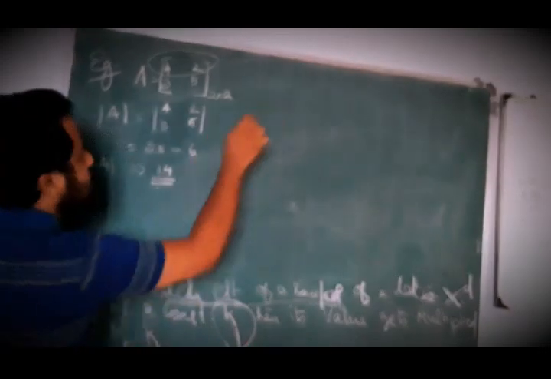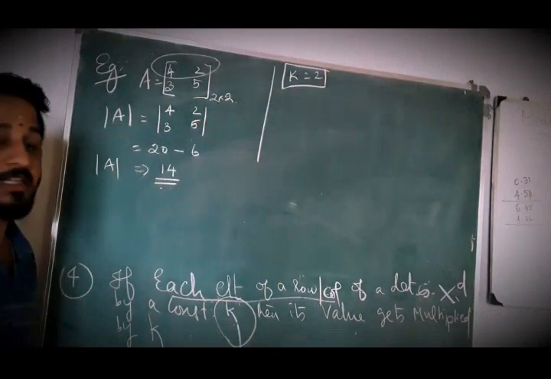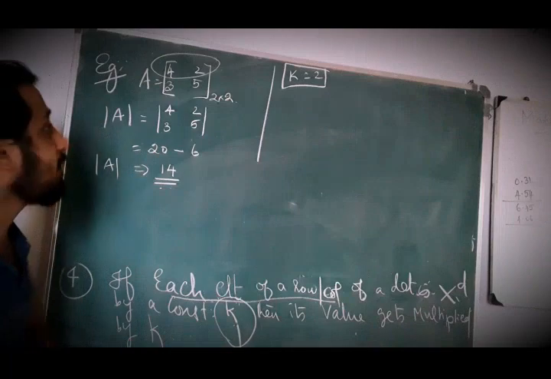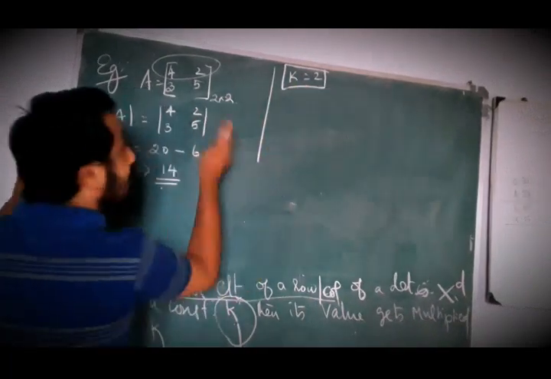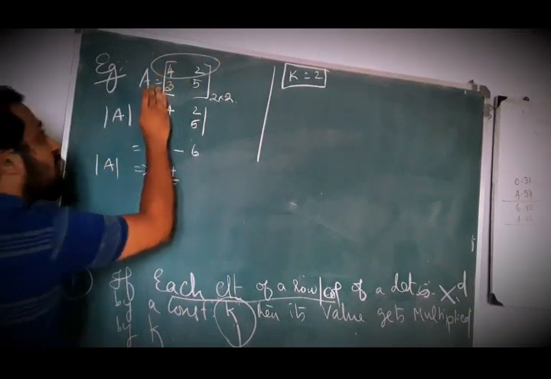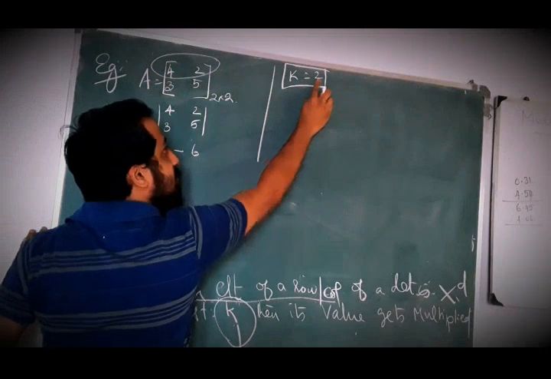So here I am going to choose the value of k as 2. That constant k is 2. Then its value gets multiplied by k. So first I am going to select the first row of the matrix and multiply it with the value k. Here the value of k is 2.